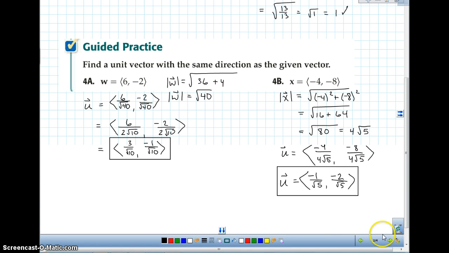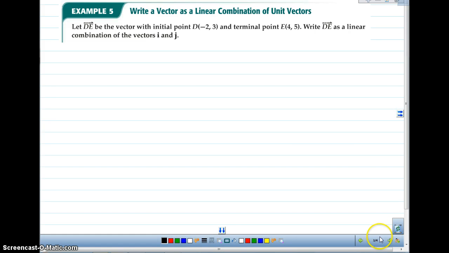Alright, next problem. The last example that we have today is to write a vector as a linear combination of unit vectors. And remember when we talked about the unit vectors i and j? That's exactly what we're going to do for these problems. So the first part is exactly what we did yesterday. They're going to give us an initial point and a terminal point, and we're going to have to rewrite this with the initial point starting at 0, 0.